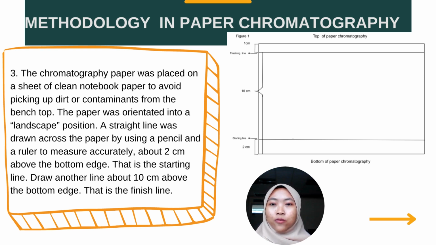A straight line was drawn across the paper using a pencil and a ruler to measure accurately, about 2 cm above the bottom edge. That is the starting line. Draw another line about 10 cm above the bottom edge. That is the finish line.